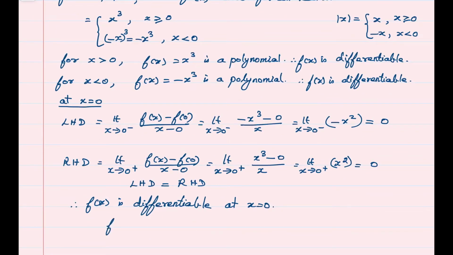And f dashed of x will be, let us differentiate and write, for x greater than or equal to 0, f of x is x cube. Derivative of x cube is 3x square. And for x less than 0, the definition is minus x cube. Therefore, the derivative is minus 3x square.